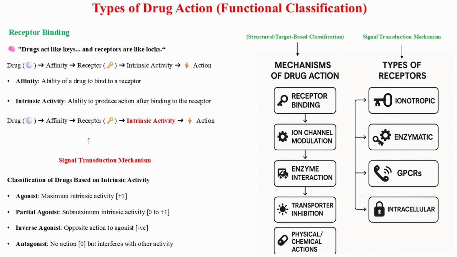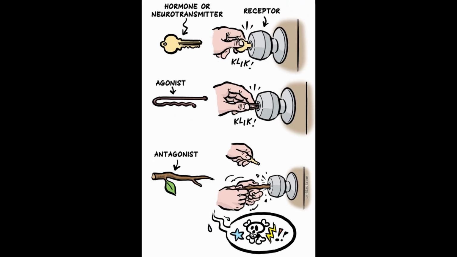Now imagine this: your body is full of tiny locks hidden on the cells everywhere, and guess what? The drugs are like tiny keys. When the right key, that means the drug, finds the right lock, that means the receptor, the magic happens. But wait, it's not just about fitting in. The key has to turn to make something happen. So that's where two big ideas come in.